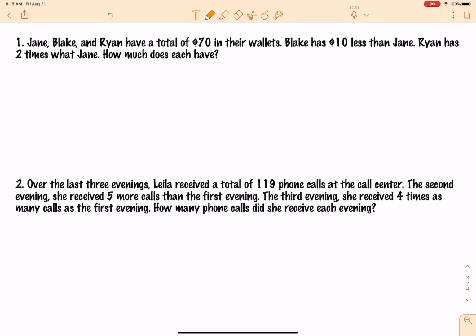Again, we're still only using one variable, so I don't want you to say like X, Y, and Z or something like that. We're still using one variable. So your first thing you should be doing in these problems is designating who is X. And I'll give you a hint. It's usually the person where everything's being done to. So I'll explain what I mean by that. So it says Blake has 10 less than Jane. Ryan has 2 times what Jane has. So I feel like everything's being done to Jane. So she should be X. So X is equal to Jane.